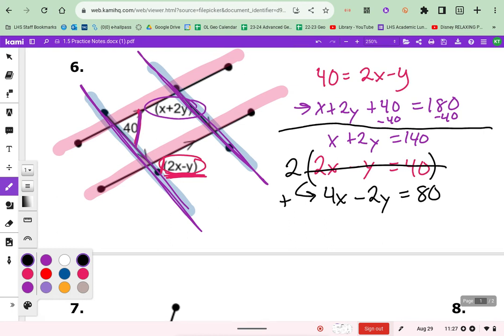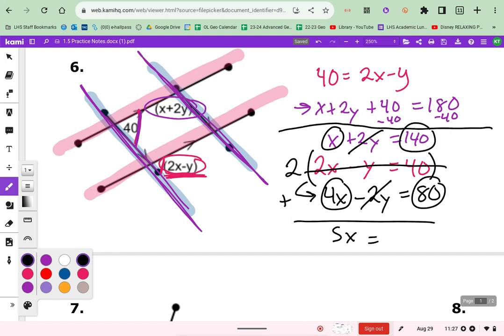So adding through my equations, I get x plus 4x is 5x. The positive 2y and the negative 2y add to 0, so they cancel. And 140 plus 80 is 220. So that means that x would be 44.